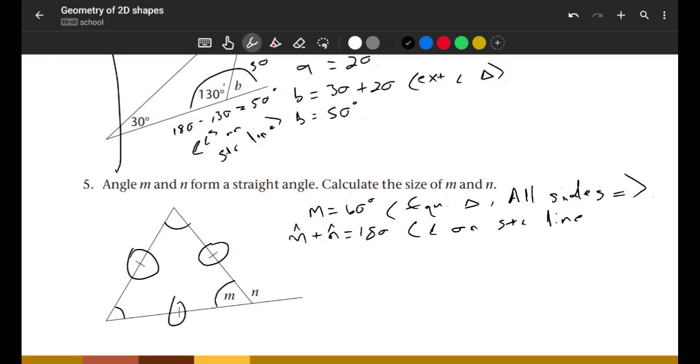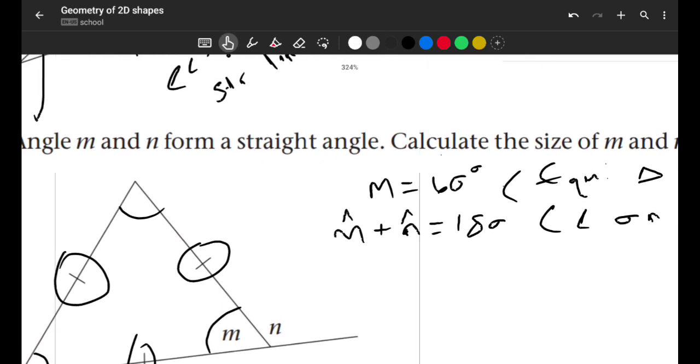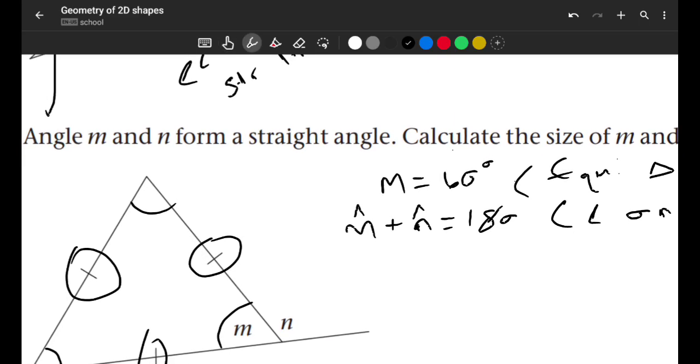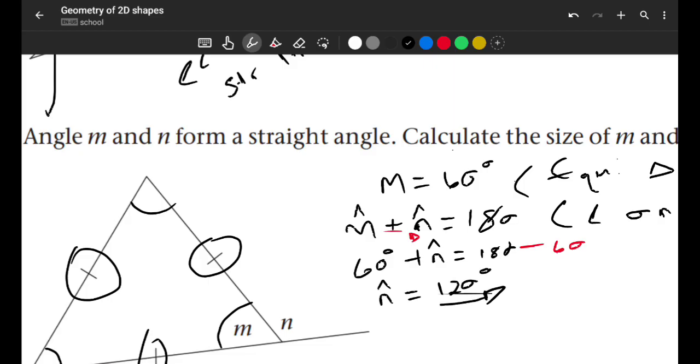Let me zoom in to make this clearer. This is an 80 there. And then we can substitute now: for angle N we have nothing, but for angle M we have 60 degrees. So 60 plus N equals 180. I'm going to take my 60 degrees to that side, and it becomes minus 60 there. And then N equals 180 minus 60, which is 120 degrees. And that's your answer.